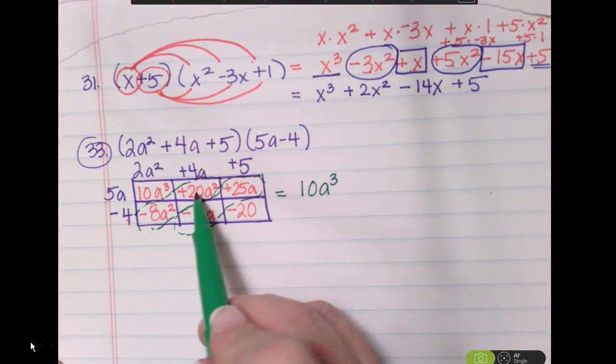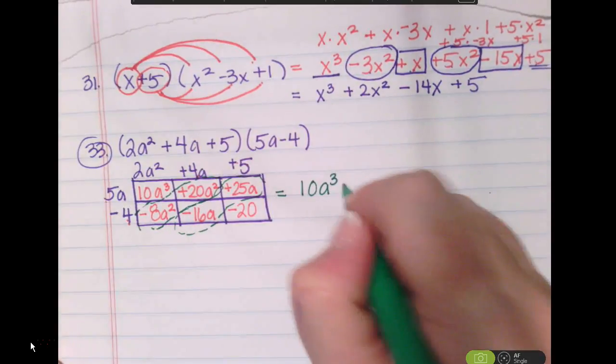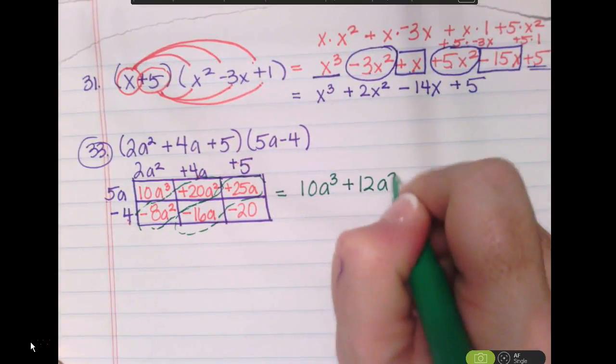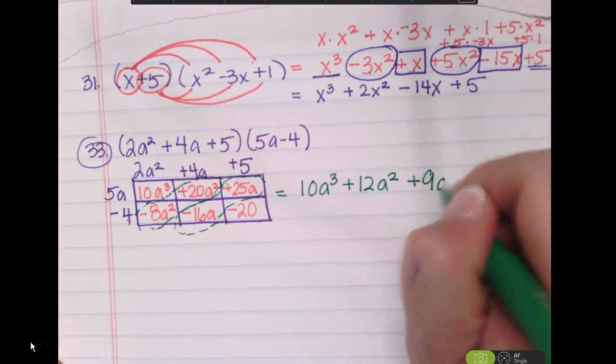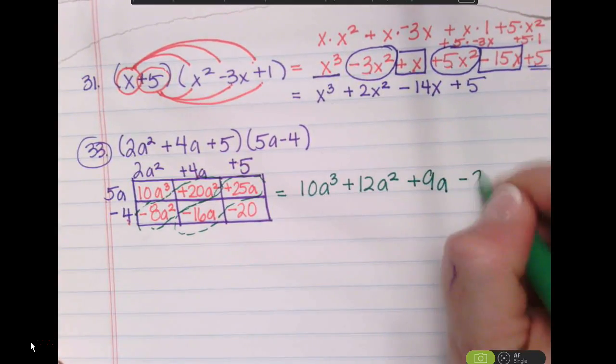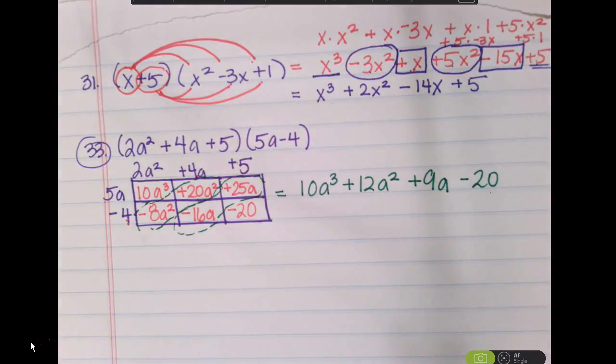So here I've got my a squareds, and it's 20 minus 8, or 12a squared. 25 minus 16 is 9a, and then my minus 20 is down here all by itself. How far did we have to go up?